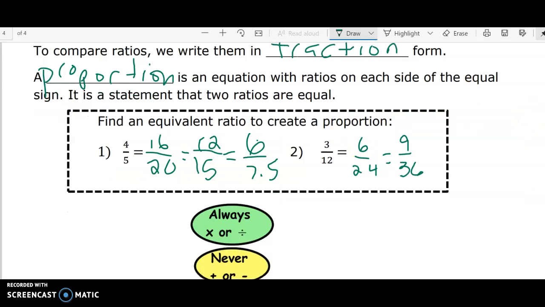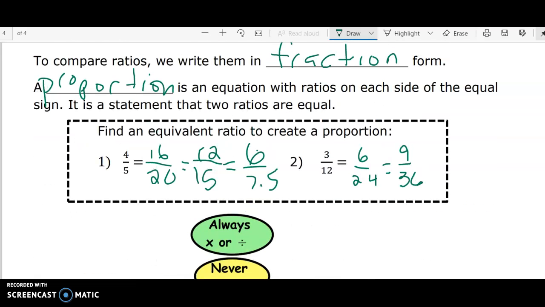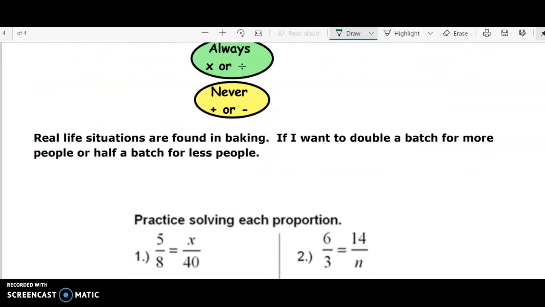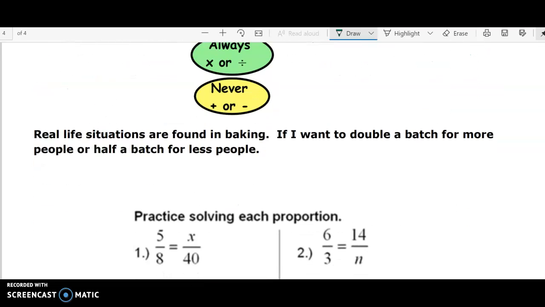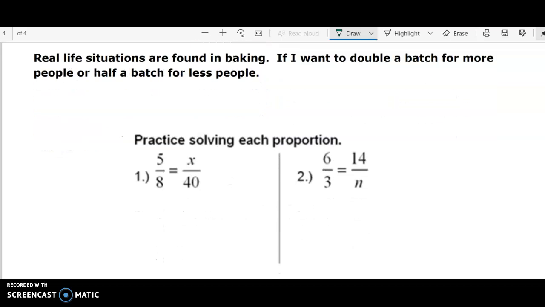And notice that I always multiplied or divided. Oh, see, I could go down some. So this could be 2 over 2.5, and this could be 1.5 over 6. There I divided by, or halved it. Always multiply or divide, never add or subtract. Real life situations are found in baking if I want to double a batch for more people or half a batch for less people. So then I'm going to have to figure out how to solve these.